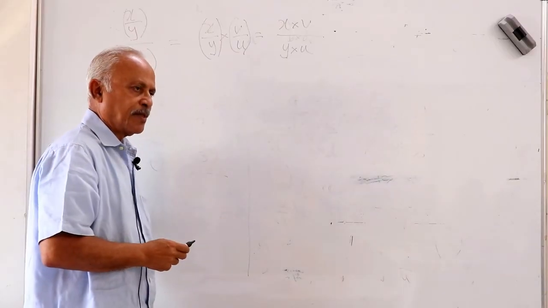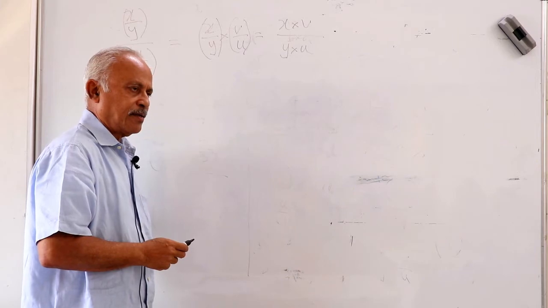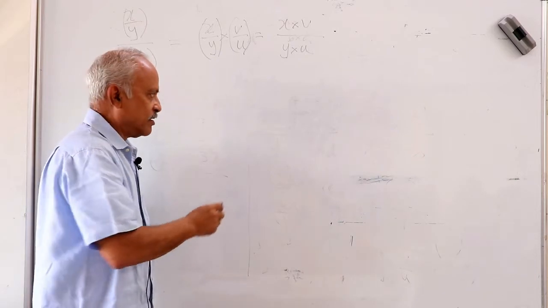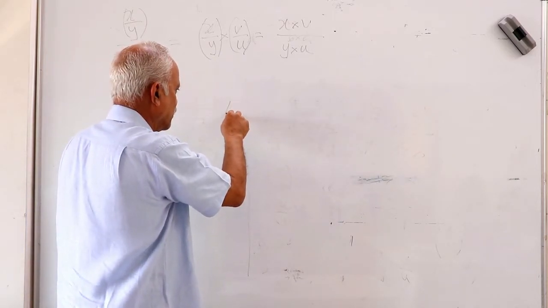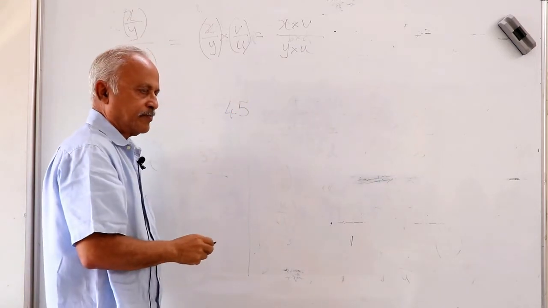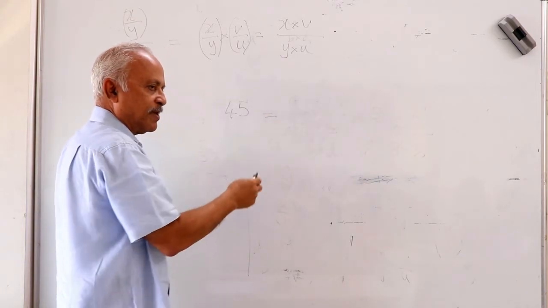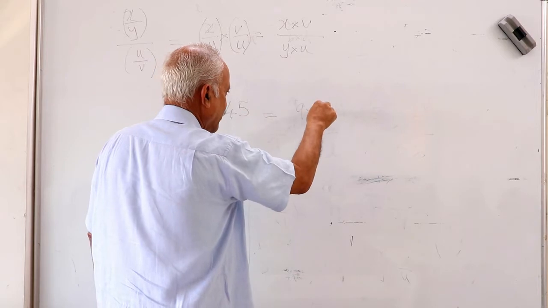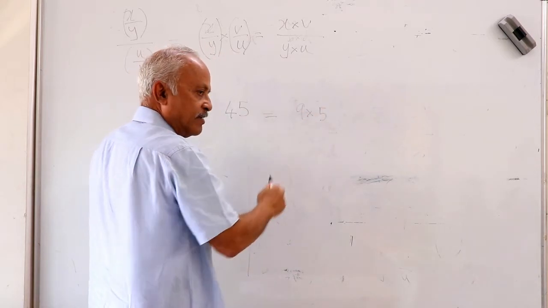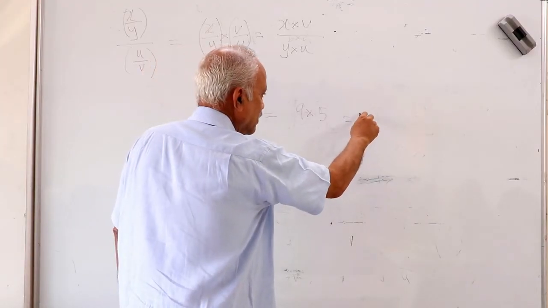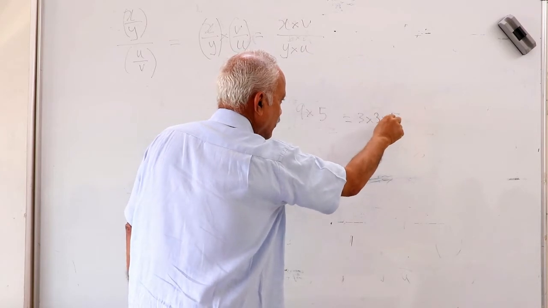Before I do this problem, let's do a little practice with factorization. I want to factorize 45. So I can write that as something into something. 9 into 5. Can I factorize 9? Yes. What is 9? 3 into 3. So this is 3 into 3 into 5.